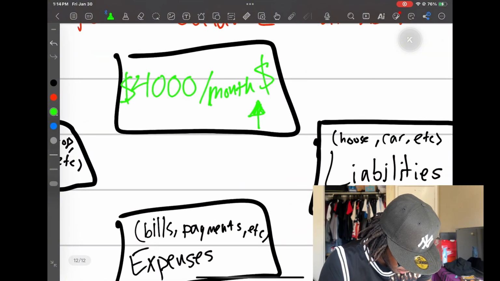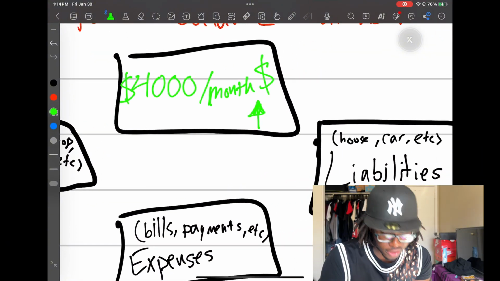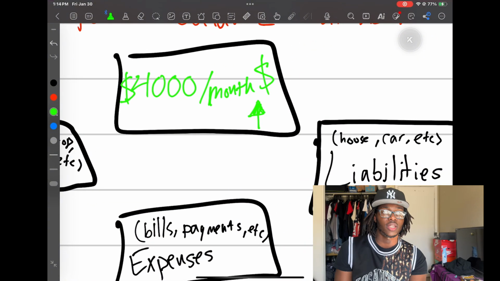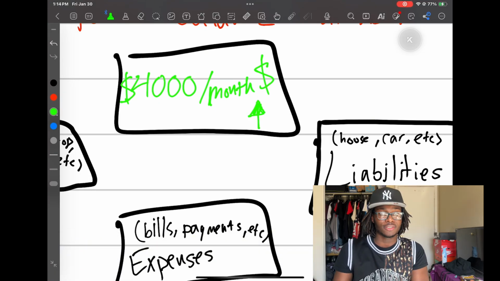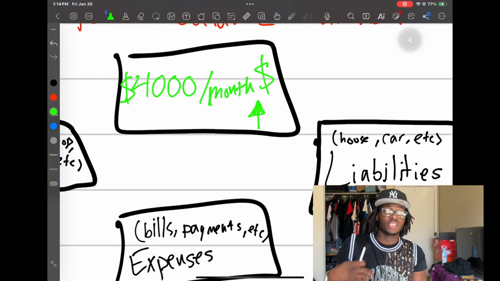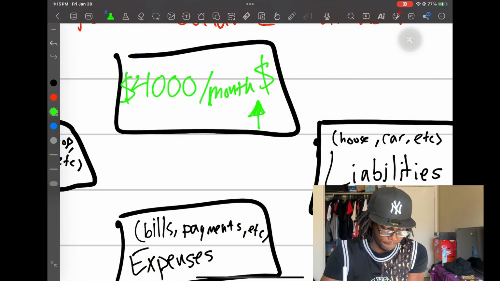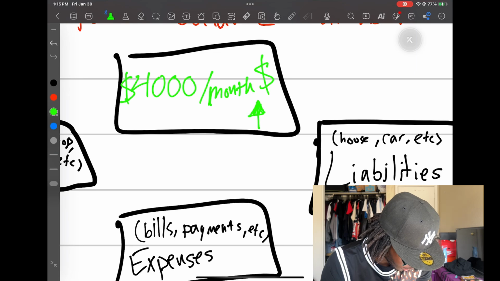What they do with this, first of all, we're not gonna count tax, but normally tax will be your expenses because you don't see that money after taxes, right? But for the sake of this video, let's just assume they don't. Let's just assume 4,000 is what they take home. So they got 4,000 per month in income from their job, right?